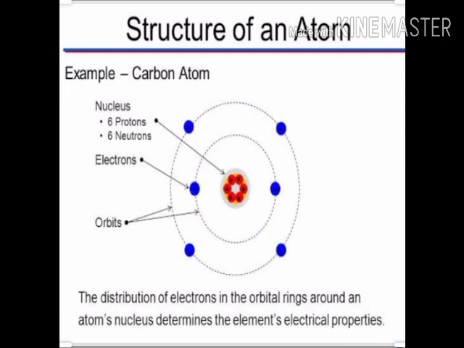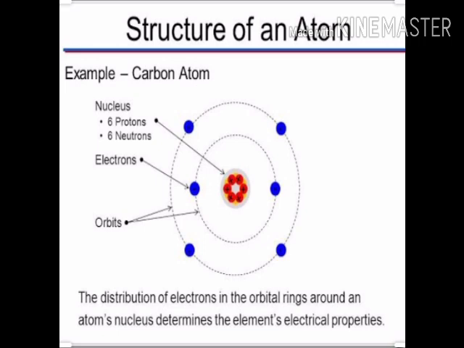The example of carbon atom is given over here, having 6 protons and 6 neutrons in the nucleus and 6 electrons revolving in 2 different orbits, the first and the second. The first carrying 2 electrons and the second carrying 4 electrons. This is based upon the electronic configuration of carbon atom.